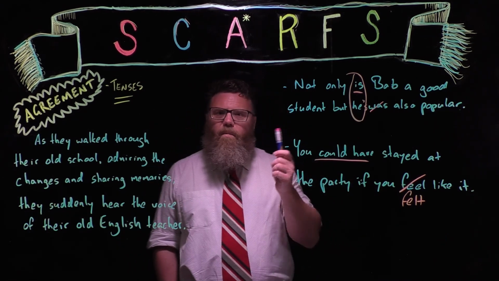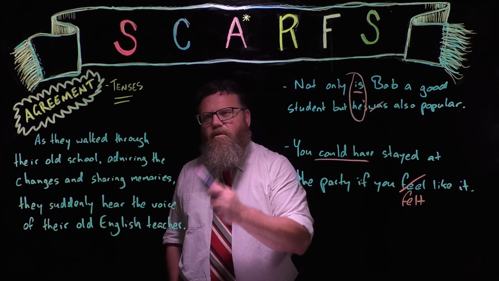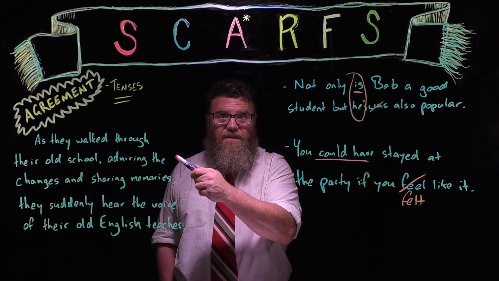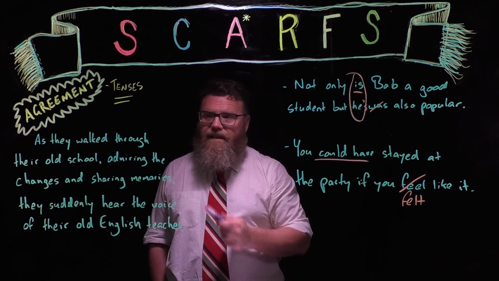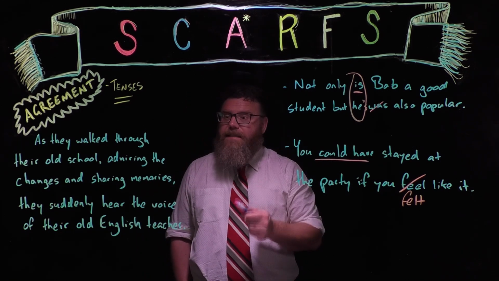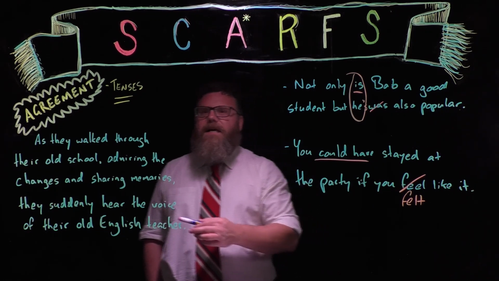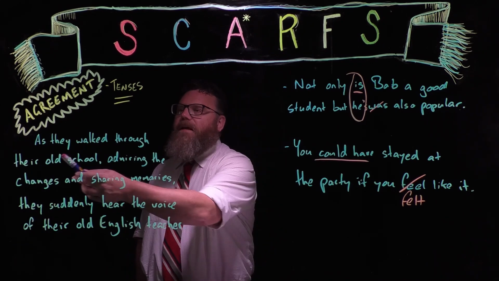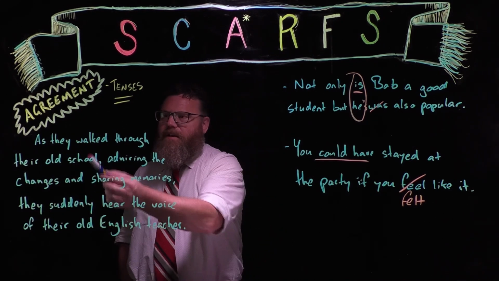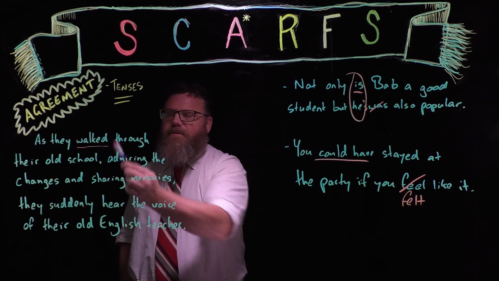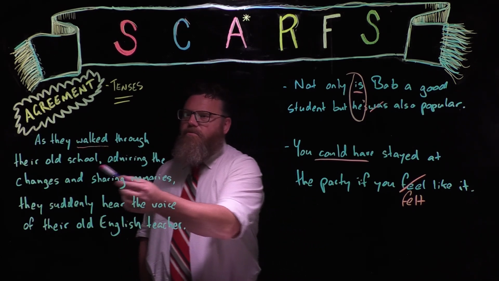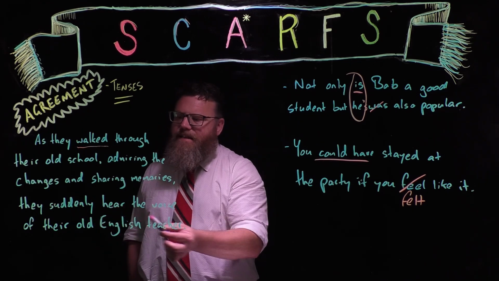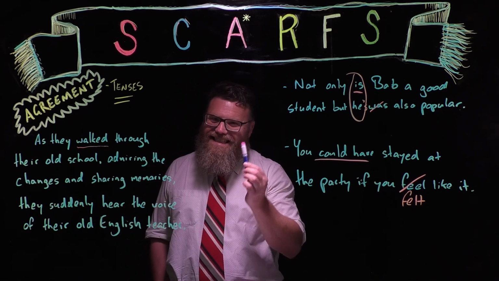Now they're pretty simple. When we run into issues is when the sentences are long, because often by the time we get to the end, we've kind of lost track of what tense it was at the beginning, and that's when we can slip into the incorrect tense. So it's the same process, but if you have a longer sentence like this, I'll show you how there can be a big distance between the two elements that you need to compare. As they walked, so here's our first verb that shows that we're in the past tense. As they walked through their old school, admiring the changes and sharing memories, they suddenly hear the voice of their old English teacher. Doesn't sound that bad.